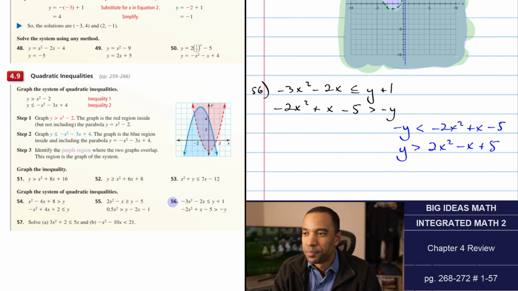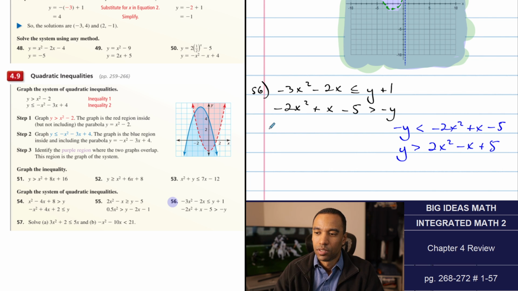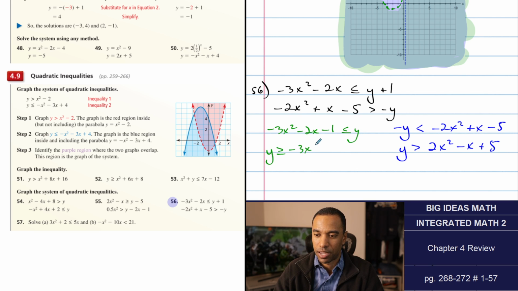The green one, we got to subtract 1 over. So we got negative 3x squared minus 2x minus 1 is less than or equal to y. And then I'll put the y on the other side. Y is greater than or equal to negative 3x squared minus 2x minus 1.